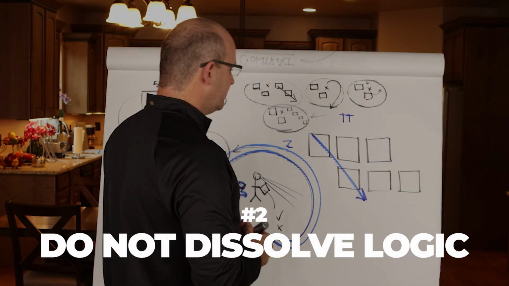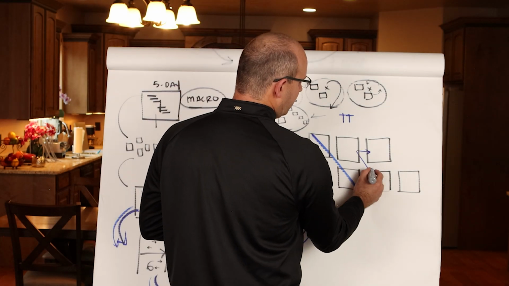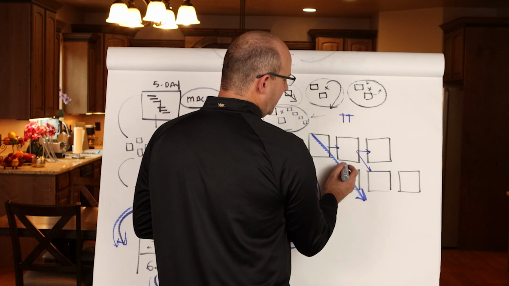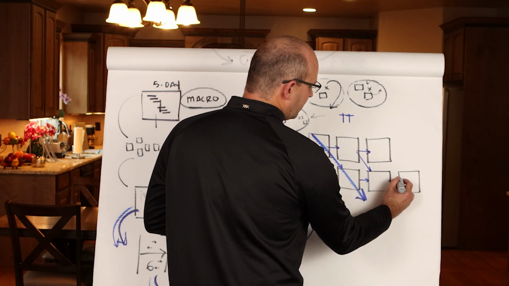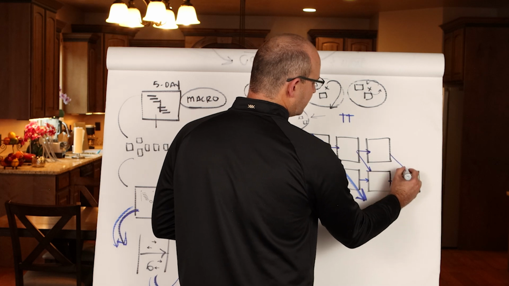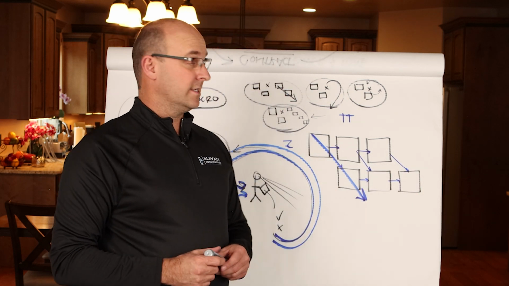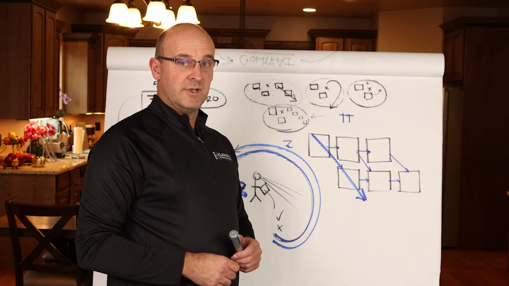Number 2, do not dissolve logic. That means that there's logic from here to here and from here to here. That's how all Takt plans work. People often say to me, hey, why do you like Takt planning? Don't you like the logic that comes from CPM? Well, there's more logic in a Takt plan than actually a CPM schedule. And so don't dissolve any of that logic when you're actually making changes.